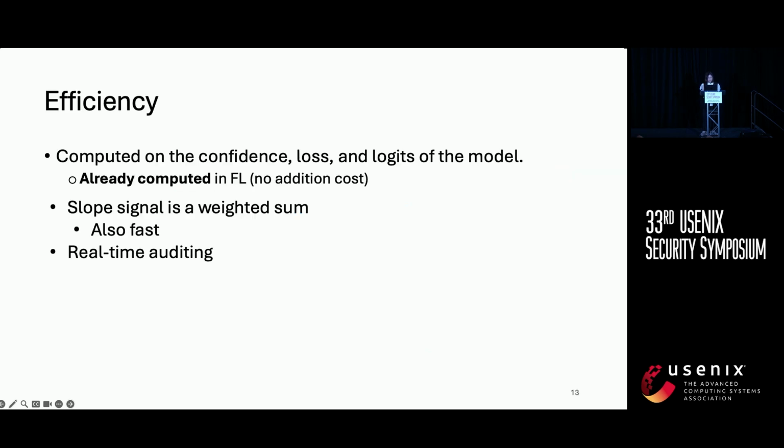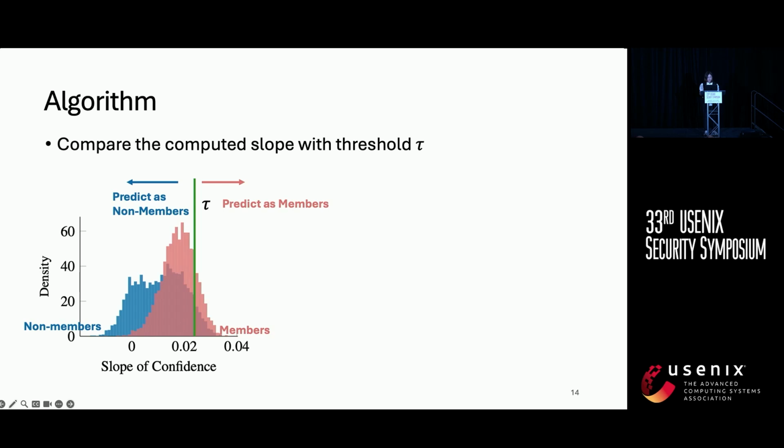The advantage of using this slope signal is its efficiency. Model performance can be evaluated based on confidence score or the loss or the losses. Those information are typically computed during the federated learning process in order to keep track of the training. And the slope signal itself is just a weighted sum of models' performance across each round. So it's very quick to compute. As a result, parties can audit the privacy risk in real time.